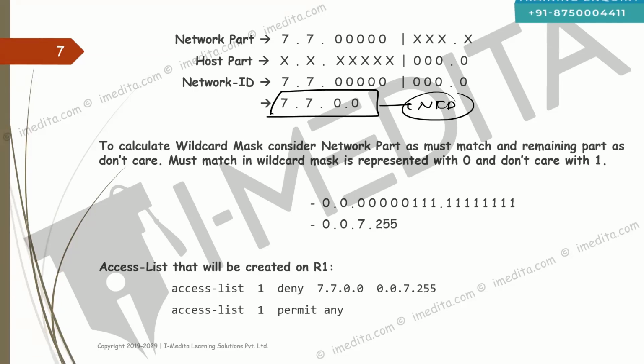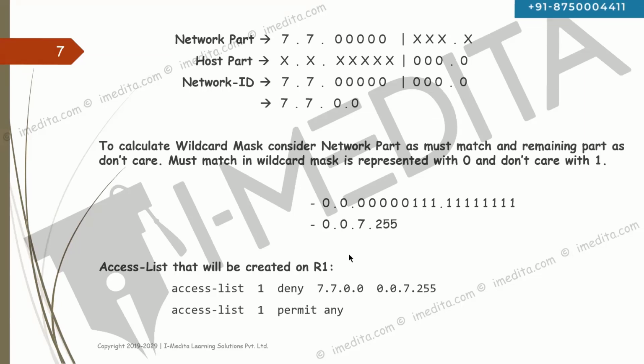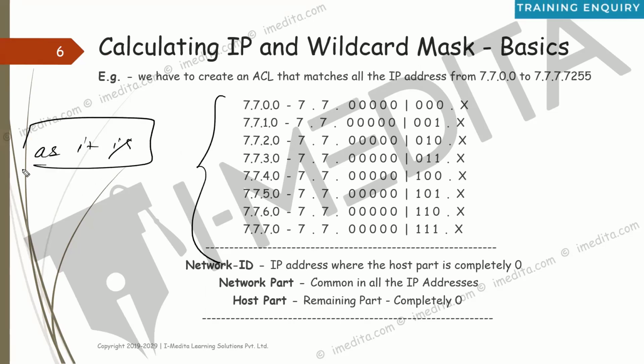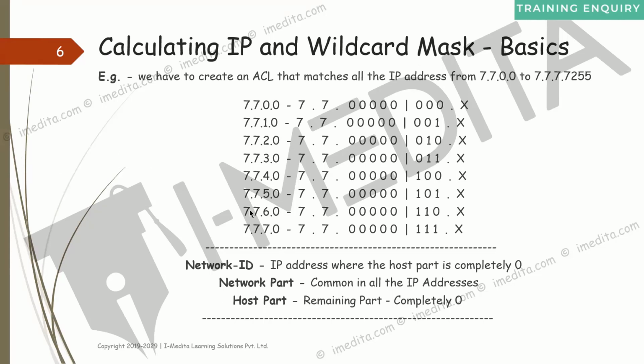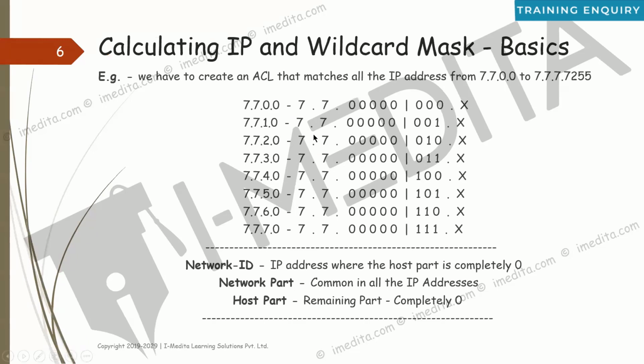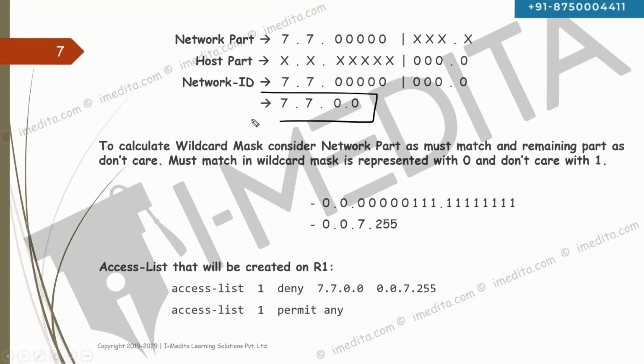If you have any other way of calculating the network ID, you can try that. But we need to find out the network ID. We need to find out the common part in all these IP addresses, and now we have to write down that common part as it is. The part that is changing, we are going to consider as the host part, and we are going to put all 0 in that place. And we are going to get the network ID. So the network ID for this given range is going to be 7.7.0.0.